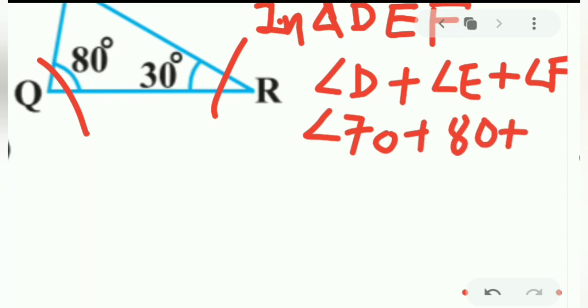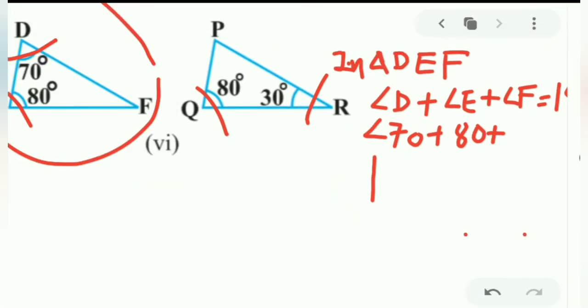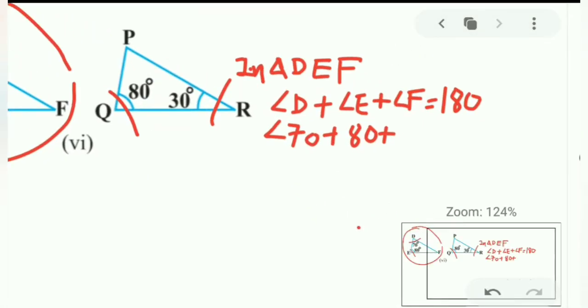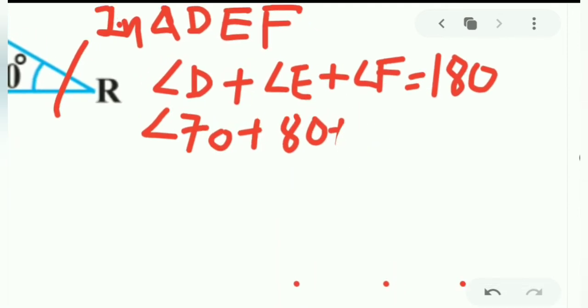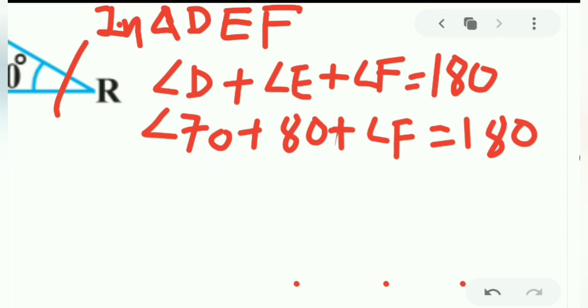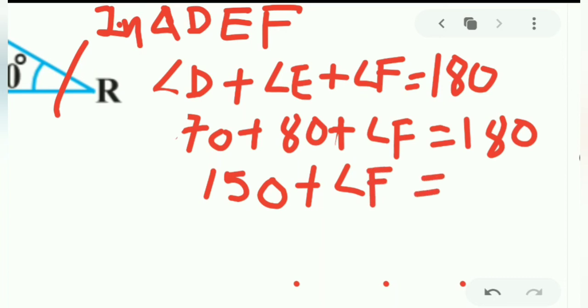And we don't know angle F, so we will keep it as it is. We write angle F as it is, and that will be equal to 180. Now we add: 70 plus 80 is 150, plus angle F, and that will be equal to 180. 70 plus 70 I did, that is 140, and 10 means 150.